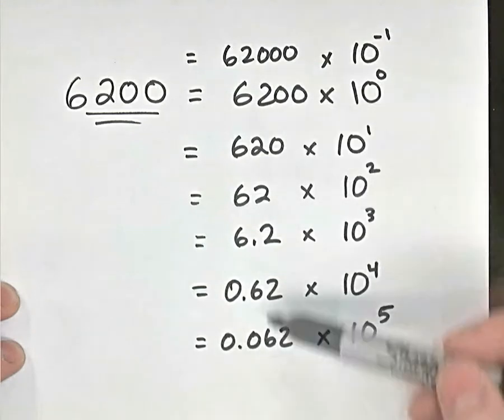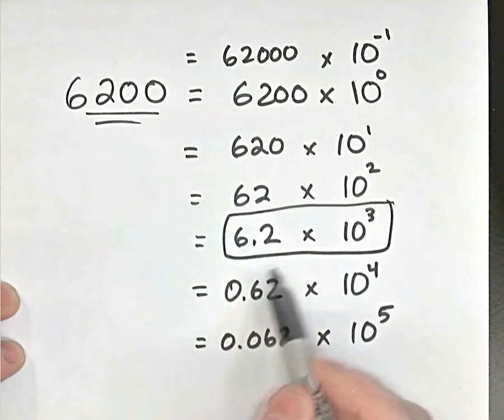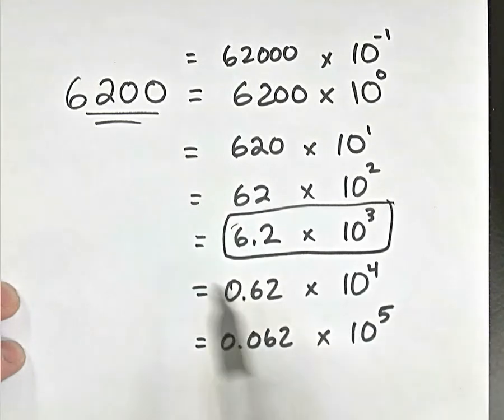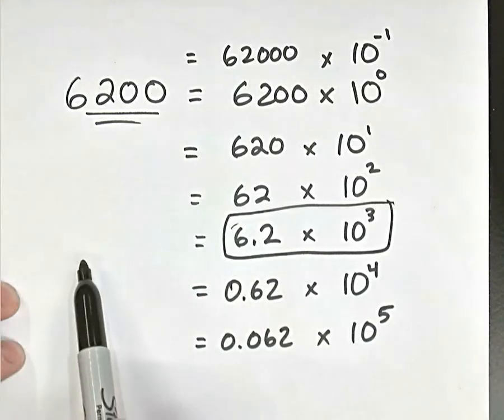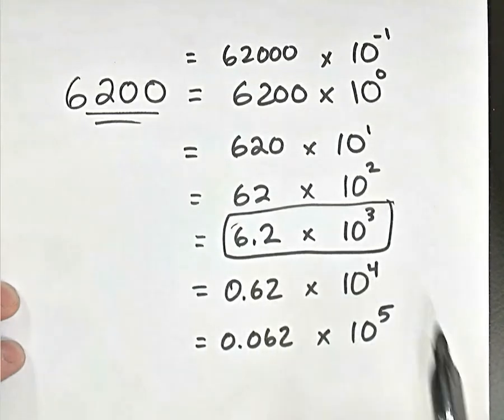Well, which one of these numbers is between 1 and 10? Well, it would be this guy here. 6.2 is between 1 and 10. So if you wanted to write 6,200 in scientific notation, you'd write 6.2 times 10 to the 3.